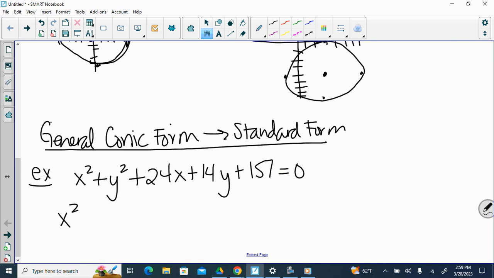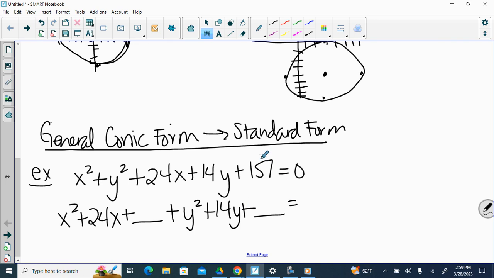We're going to put our x's together: x squared plus 24x, and I'm going to leave a blank space because I'm going to do some completing the square in a minute. Then I've got y squared plus 14y plus another blank space for my y part. That's going to equal, I'm going to move all my constants to the other side, negative 157, plus a blank, because if I add it to one side, I'm going to have to add it to the other side.